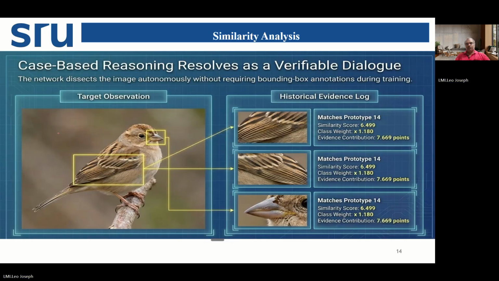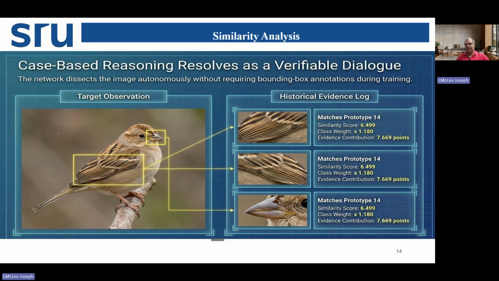Okay. So see here, the beak is matched with prototype 14, which we are training for beak classification. So it is matching with this, and similarly prototype 14 matches with the wings also, and similarly prototype 14 is matched with this portion also. So the similarity scores will look like this: class weight into 1.180, similarity score is 6.449. So based on that we come to the conclusion that we are getting 7.669 points.